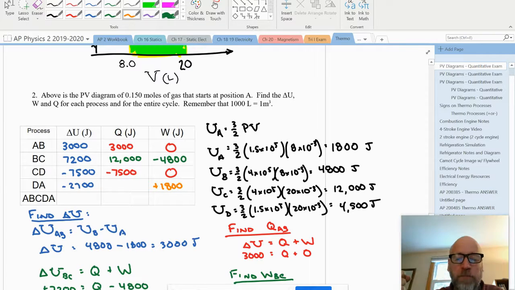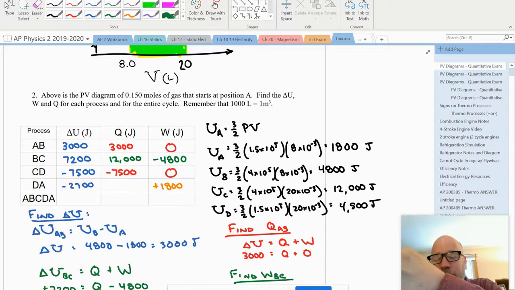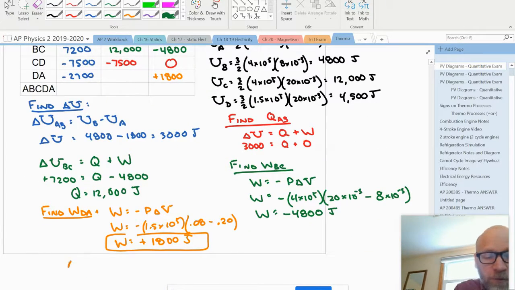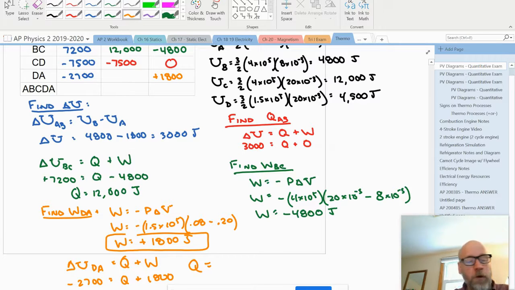That makes sense because something compressed the gas, and as it compressed it, it did work on it. During that process, though, heat must have flowed out. If I do delta U for D to A, it is Q plus W, and if we have negative 2,700 equals Q plus 1,800, that means the heat that flowed out is going to be negative 4,500 joules.